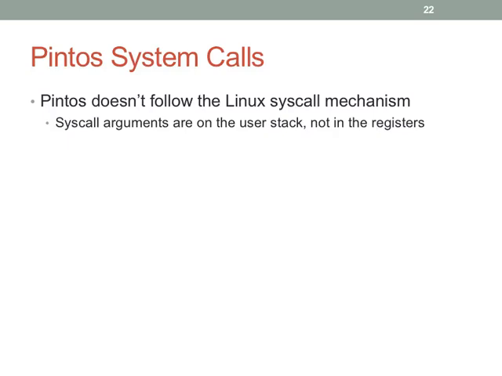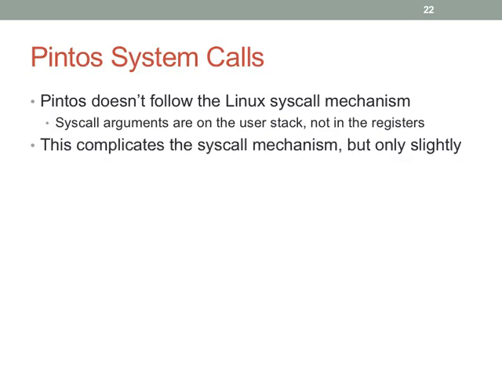Okay, so it does not follow the standard mechanism precisely because the arguments are passed on the user stack, not in registers. And I don't know why. It doesn't make sense. I do say that it complicates the system call mechanism, but it turns out that it's not that bad, actually. Except that you just need to be careful, because if you're accessing the user stack, you're accessing user space, and you need to make sure that you're accessing valid data.